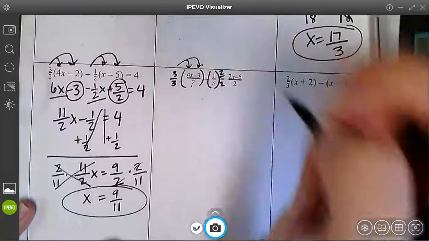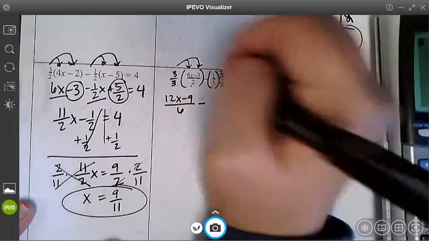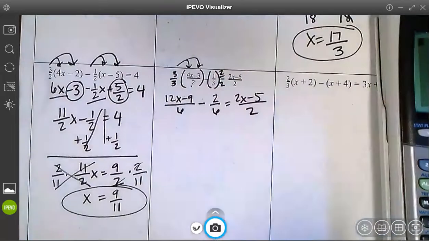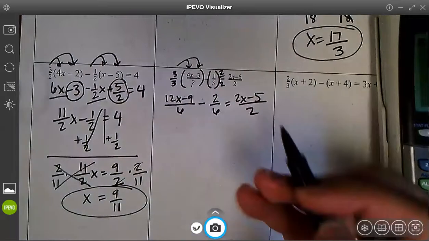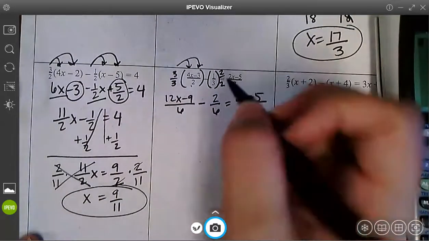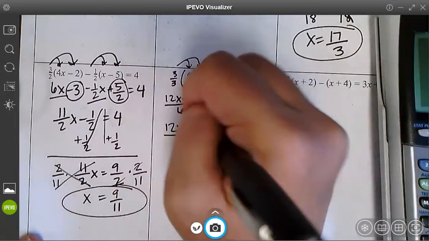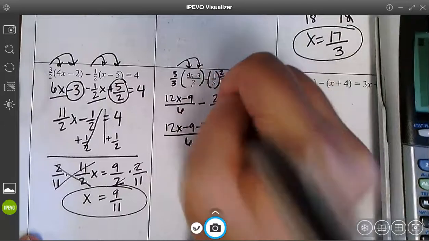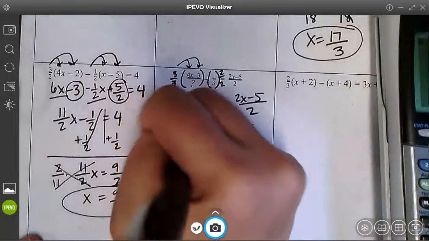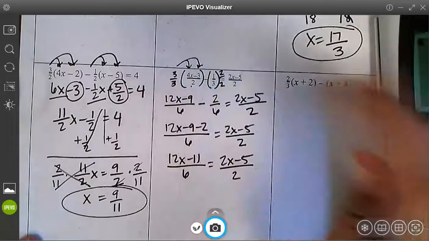So here I'm distributing. You have (12x minus 9) over 6 minus 2 over 6 equals (2x minus 5) over 2. When you subtract fractions, after you have that common denominator, you just subtract the numerators. So I'm saying (12x minus 9 minus 2) over 6 equals (2x minus 5) over 2. I'm going to combine my like terms here. (12x minus 11) over 6 equals (2x minus 5) over 2.